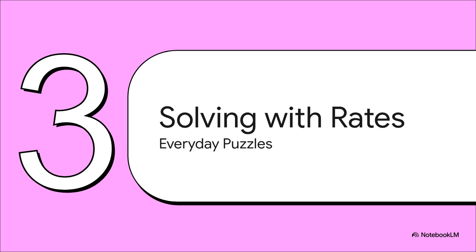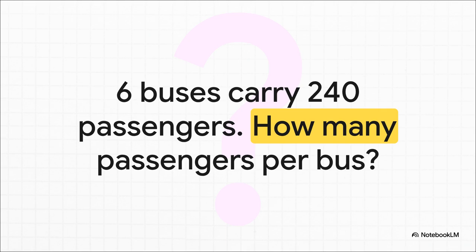Okay, now that we have ratios down, let's look at their close cousin, rates. A rate is just a special kind of ratio that compares 2 different units. Think miles per hour or dollars per pound. We're going to use them to solve a few everyday puzzles. Let's start with a nice straightforward one. Imagine you see 6 buses, and you know they're carrying a total of 240 people. So how do you figure out the rate of passengers for each bus?